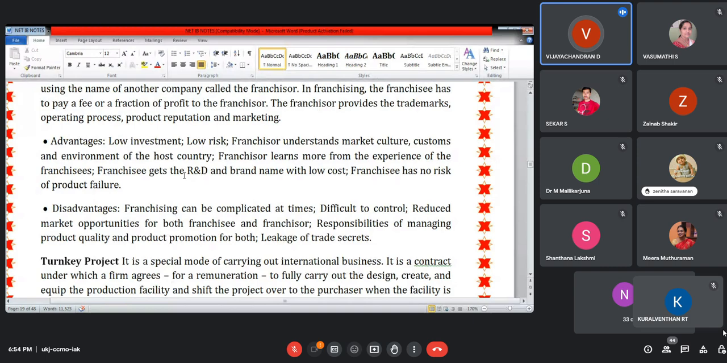And the responsibility of managing product quality and product promotion. That is also, as I told, they only lease out the name. They will give the right to use the name only. So what about the quality of the product? That depends on the user, the way of business of the franchisee. So the franchisor will not be involved in the product quality. They will give the right to use the name only. So those difficulties are there in the case of franchising.